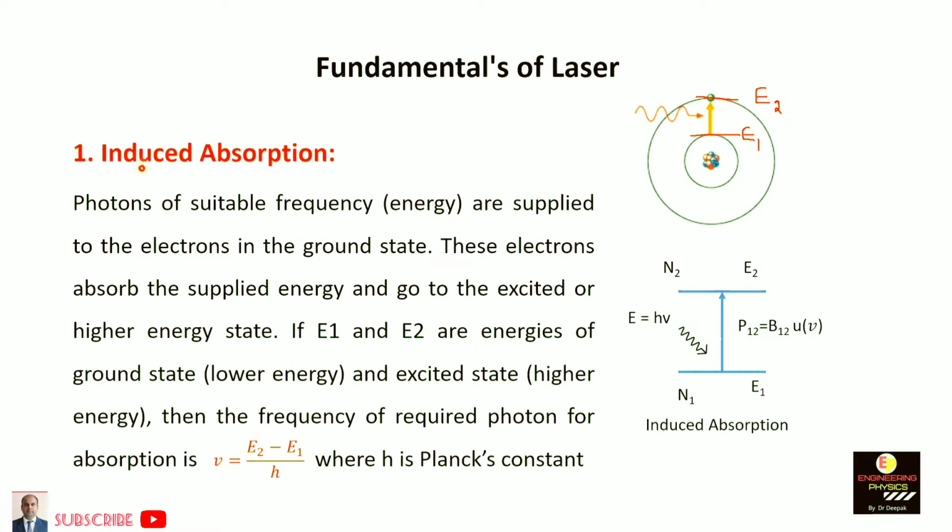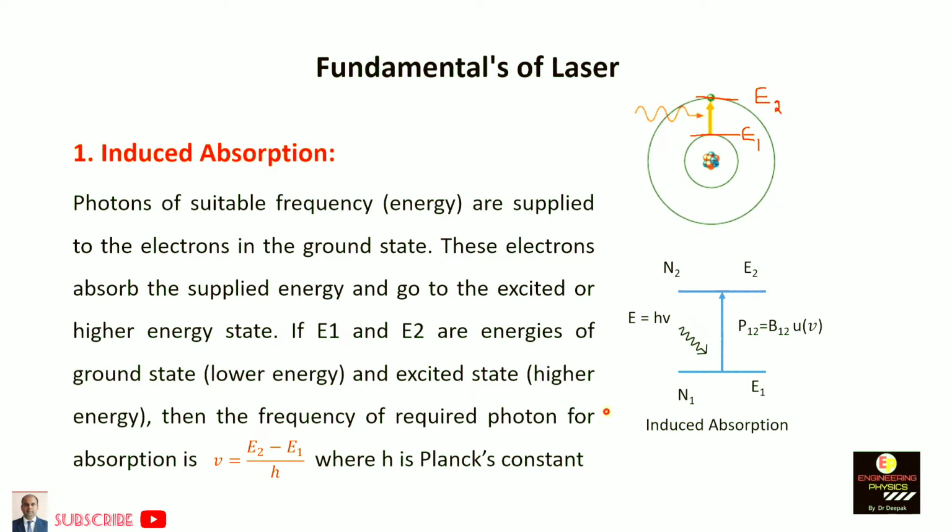So in the fundamentals of laser, we understand induced absorption and spontaneous emission with the concept of the atomic model. This is the nucleus of an atom, and here they have different energy levels. When a photon of light strikes the electron in these energy levels, here E1 and this is energy level E2, in the ground state E1, they absorb the energy and go to the excited state E2.